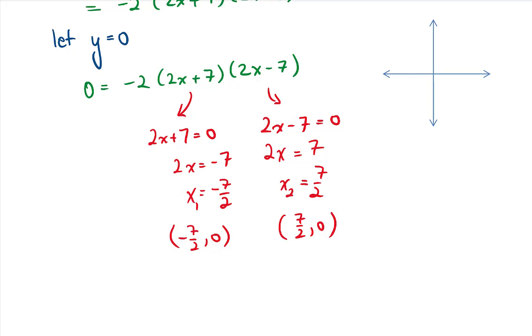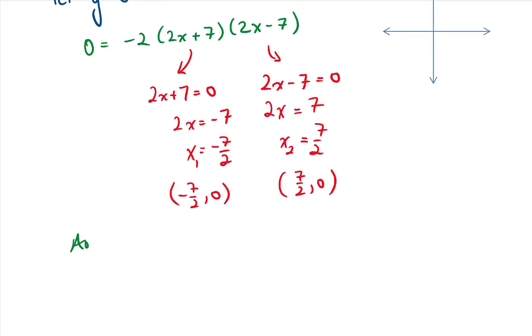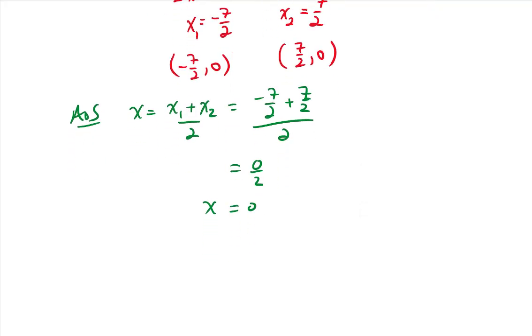Once we have the zeros, or the x-intercepts, we can now find the axis of symmetry, which remember is the average of the two zeros, which in this case is negative 7 over 2 plus 7 over 2 divided by 2. And that'll give us 0 over 2, which means our axis of symmetry is at x equals 0, or the y-intercept.